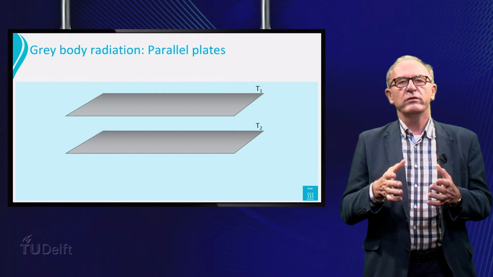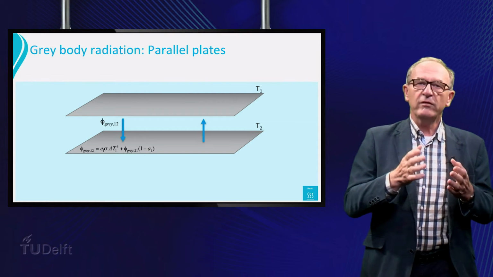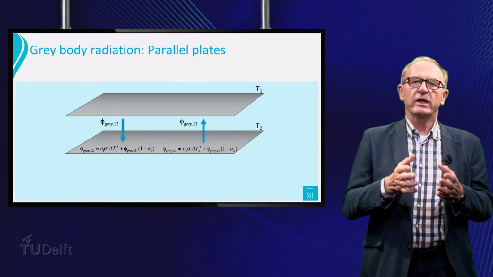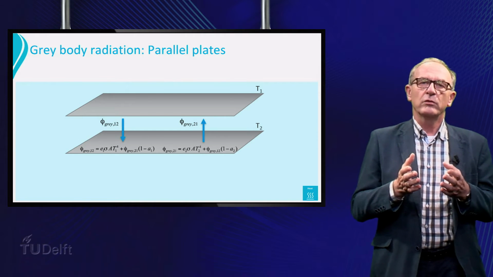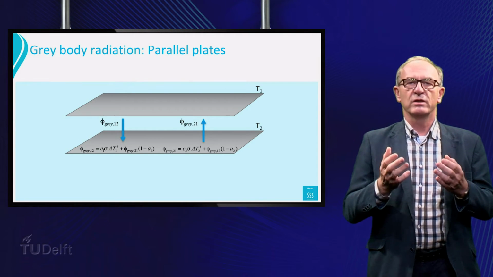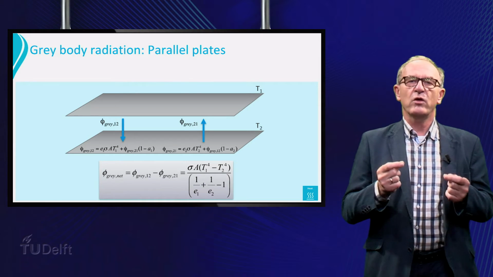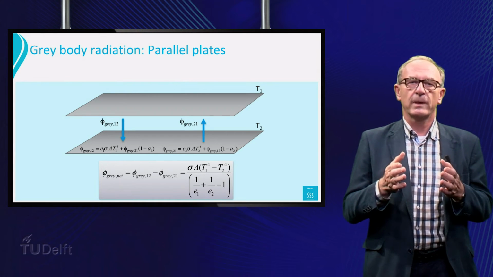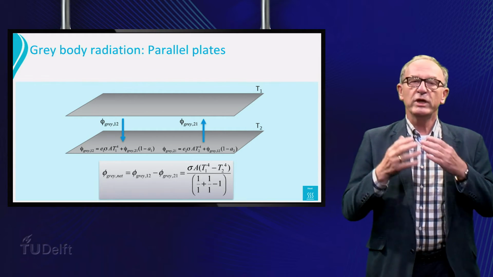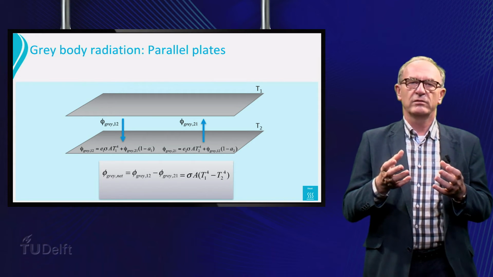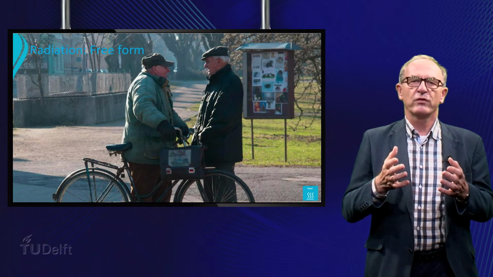So if we now write down the heat flows of both surfaces, we obtain phi gray 1,2 and phi gray 2,1. If we now eliminate phi gray 1,2 and phi gray 2,1 and apply Kirchhoff's law, which states that in an equilibrium the emission and absorption coefficients are the same, we obtain the following expression for the net flow by radiation between the two gray surfaces. You can see that if the emission coefficient approaches the value of 1, we obtain the expression for black body radiation. In practice, the surfaces are not always nice flat plates, but have different forms.